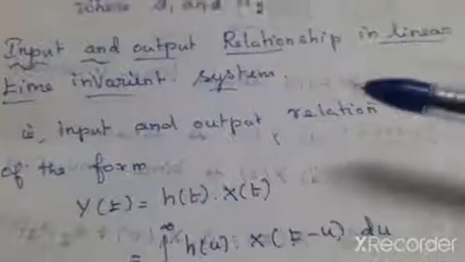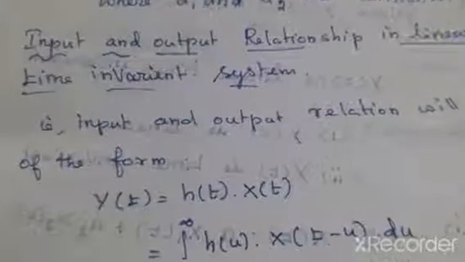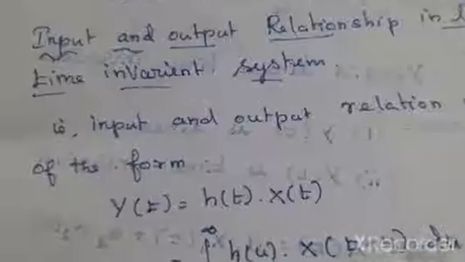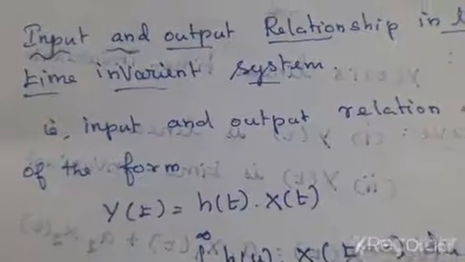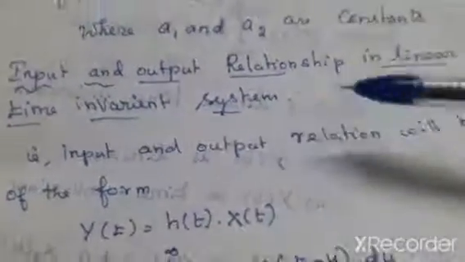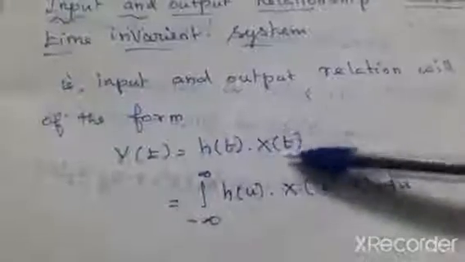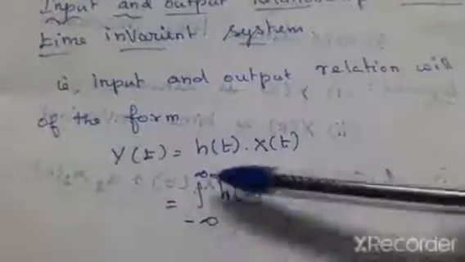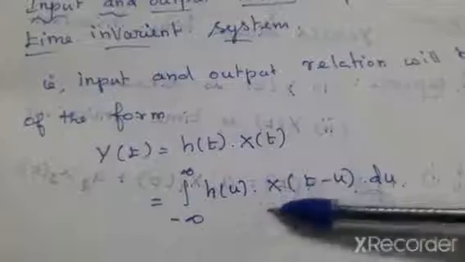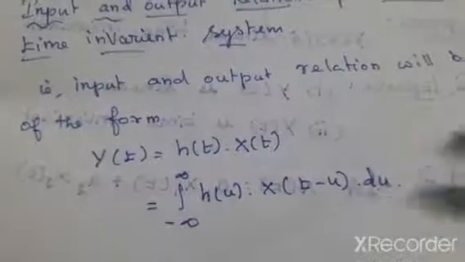Next, input and output relation in a linear time invariant system. The input and output relationship in a linear time invariant system is defined as y of t is equal to h of t convolved with x of t, which is the integration from minus infinity to infinity of h of u into x of t minus u into du.